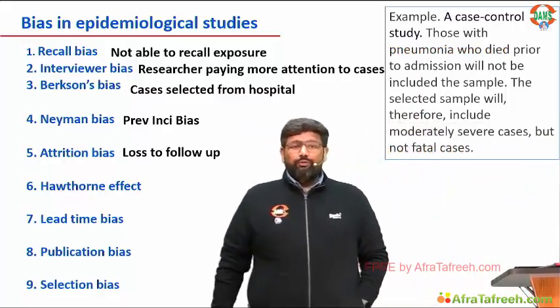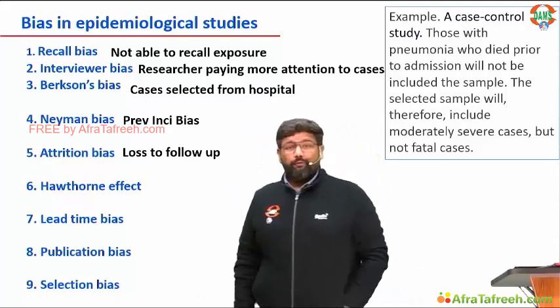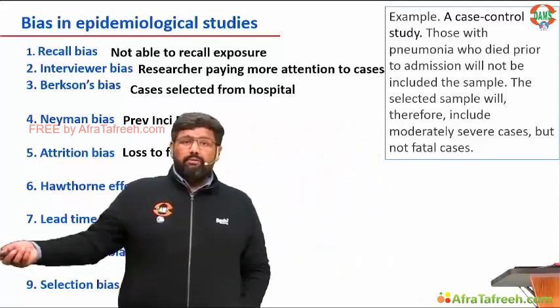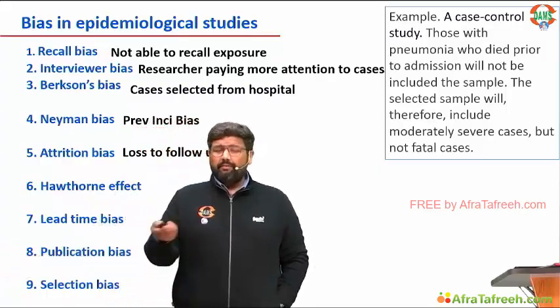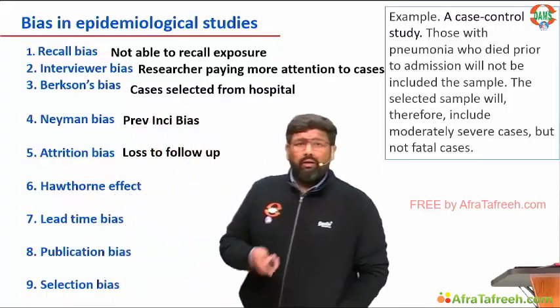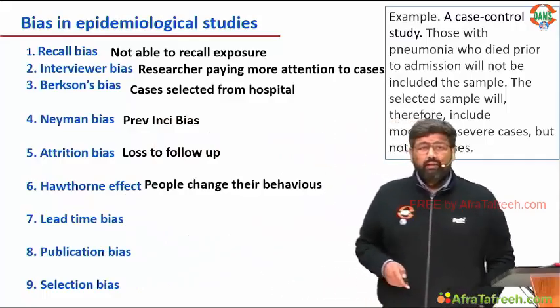And loss to follow up. Attrition is loss to follow up. In a cohort study, there are thousands of members we have. Some of them die. Some of them do not pick up our call. This is attrition bias. Then Hawthorne bias.